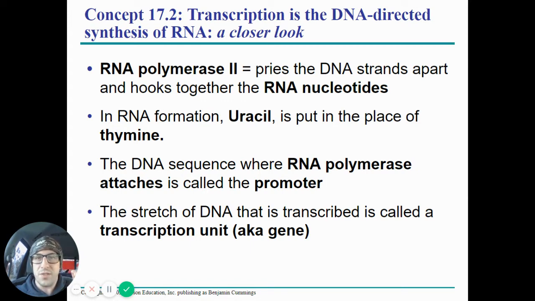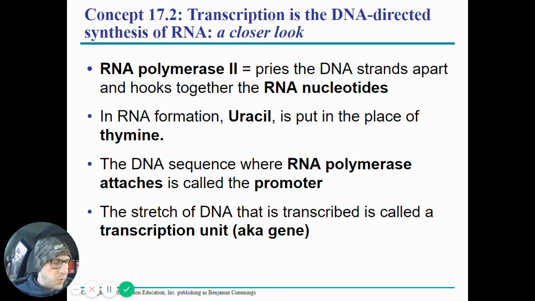But what RNA polymerase II does is it pries the DNA strands apart. Remember, we're reading the DNA strands, so it's prying the DNA strands apart, and it hooks together new RNA nucleotides. So in effect, if we're trying to relate this back to what we saw in chapter 16, it is very similar to DNA helicase, the one that unzips the DNA, and DNA polymerase I, all wrapped up into one enzyme. That's what this is. It's like helicase and DNA polymerase I. Okay, so it can do multiple things together.